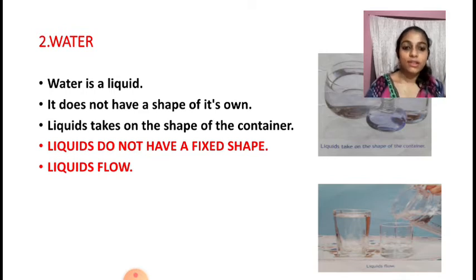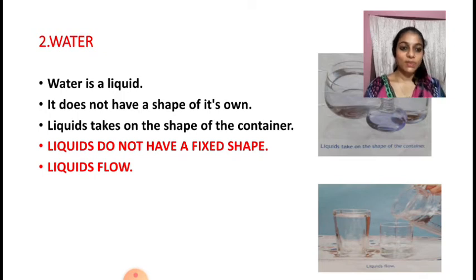So in general, we can say that liquids do not have a fixed shape and liquids flow. See, we can pour the water or the liquid from one container to another, isn't it? And the river flows, isn't it? So we can say that liquids do not have a fixed shape and liquids flow. And what we have studied is that a solid has a fixed shape and does not flow, isn't it? So this is the major difference between the solid and the liquid.